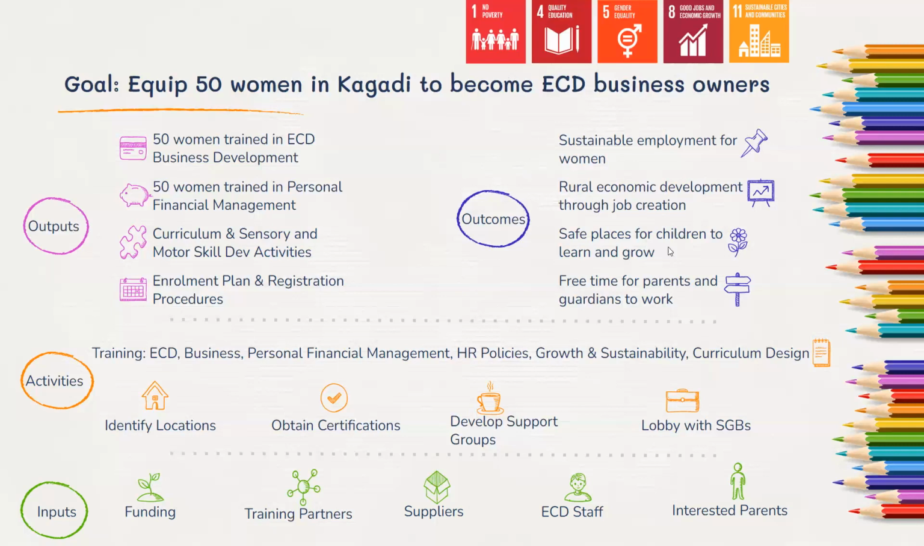What is expected? What are the outcomes? What would ensure that I achieve my goal? And then we work backwards to think about, okay, then how do we get there? How do we achieve these outcomes? How do we achieve these outputs? By doing these activities. How do we do these activities? By ensuring we have the necessary funding, training partners, and other inputs to make the project run efficiently.